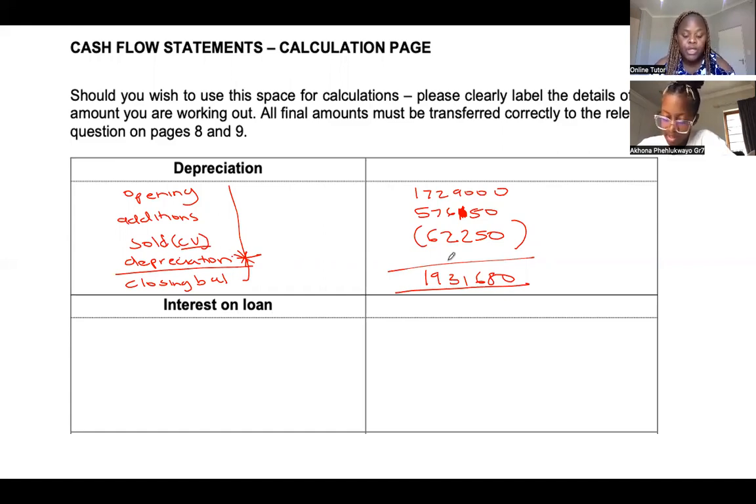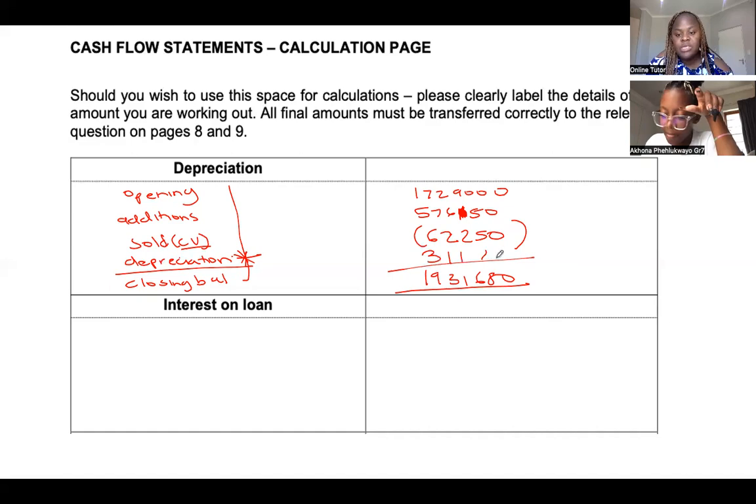1931680. Yes. You changed the sign for sold. You added it. Oh, okay. No, it is 680. Okay. Then did you add? I thought I added a number by mistake, but I didn't. It's fine. So did you add 62250, opposite operation? Yeah. Did you minus 576150? And you minus 1729000. Oh, that's a mistake. I missed out the one for the 7. Oh, you did 79. Oh, I see.